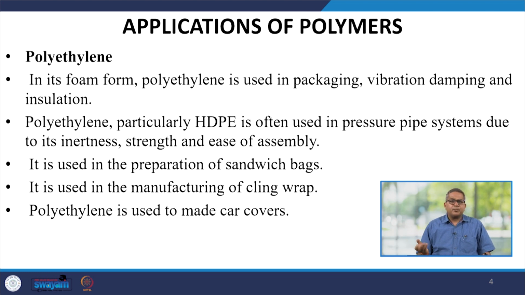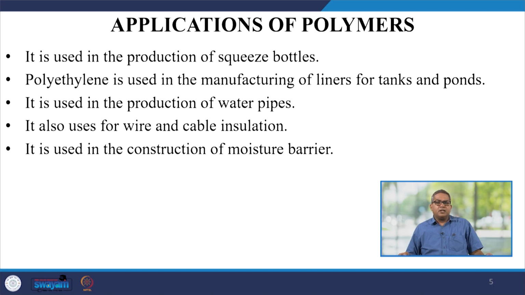It is also used in the preparation of different types of bags and cling wraps. Then it is used to make car covers and other things. It is also used in squeeze bottles because of its flexible character. It is also used in the manufacturing of liners for tanks and ponds because of its inert character, and in the production of water pipes for household applications. It is also used for wire and cable insulation because of its inertness, and in construction as moisture barriers.